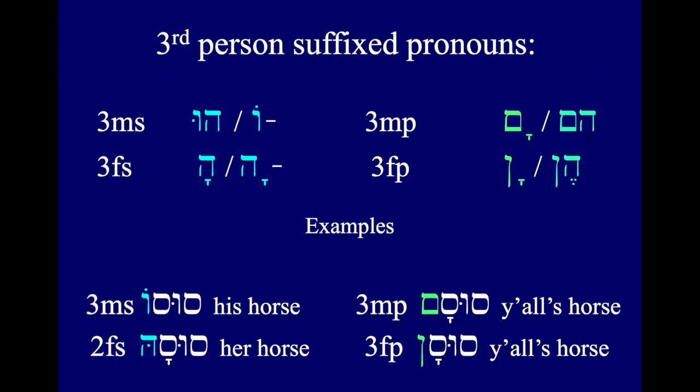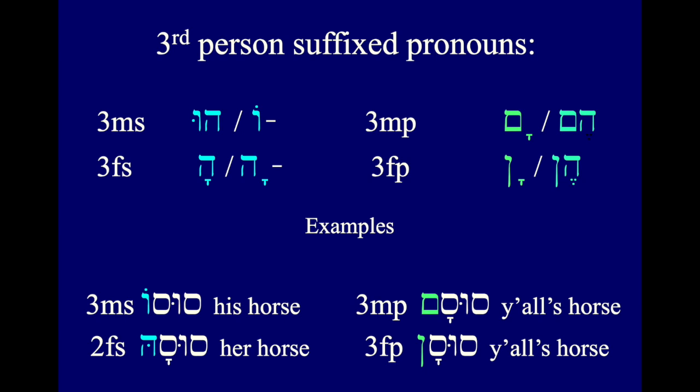So third person, like he or she or they, these are pronouns that are used to describe people or refer to people who are not present, who are not here at the moment. I said that down there, the masculine plural says y'alls. That shouldn't say y'alls. That should say their. That's their horse and their horse. Looks like I forgot to change that from something else.